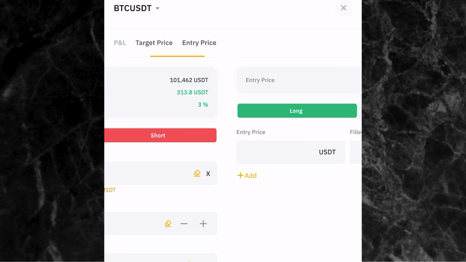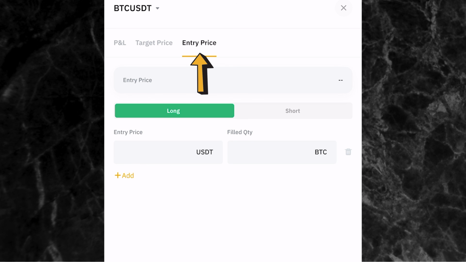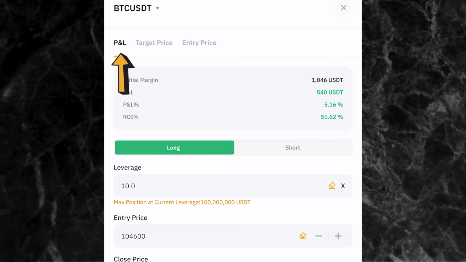Now the third one is entry price. This one is if you want to calculate the average entry price for multiple trades. So this is if you want to be entering multiple trades, but it's not that needed. You don't need it. The main ones you need are for the P&L and target price.